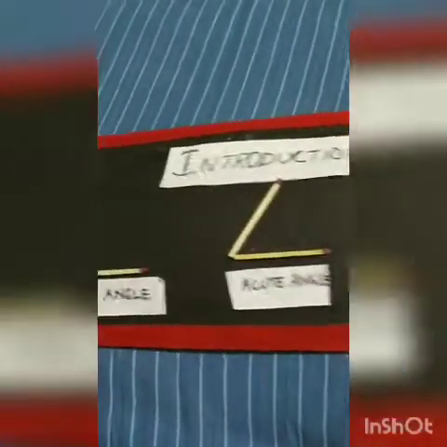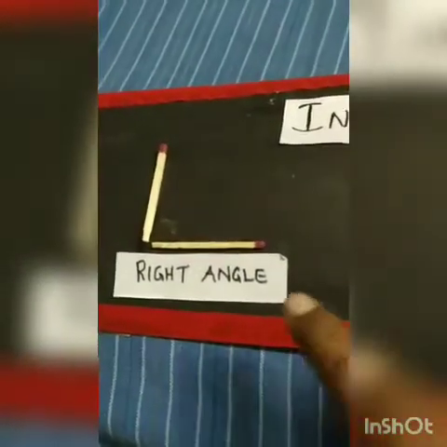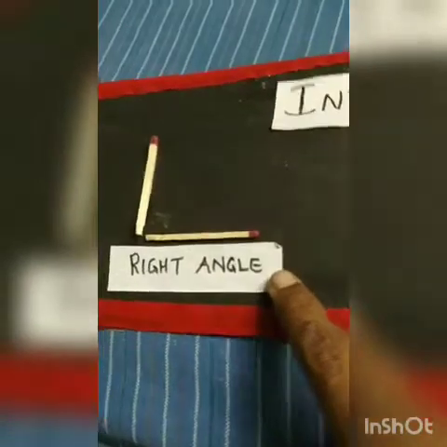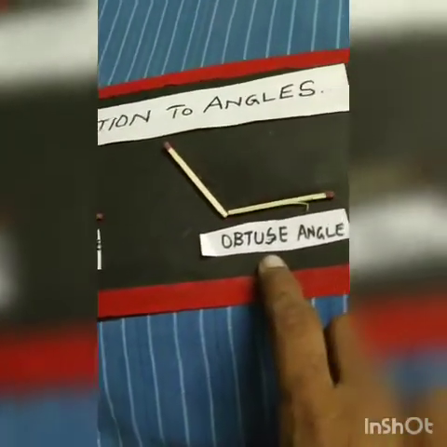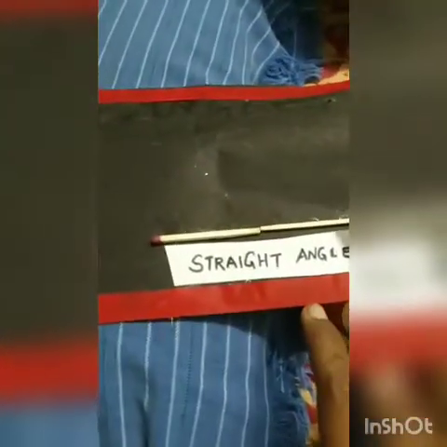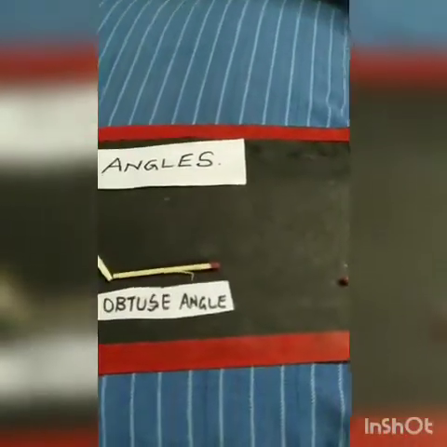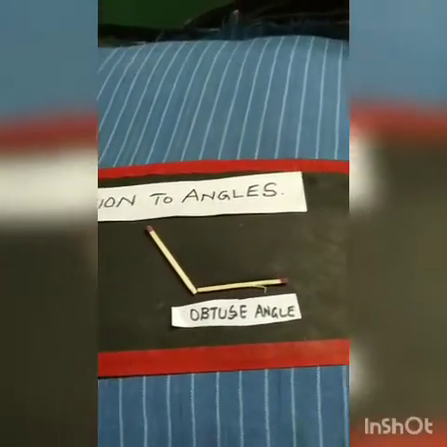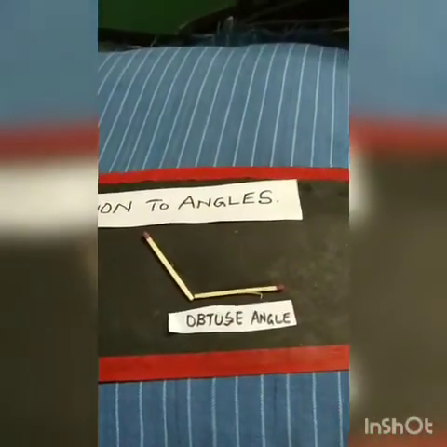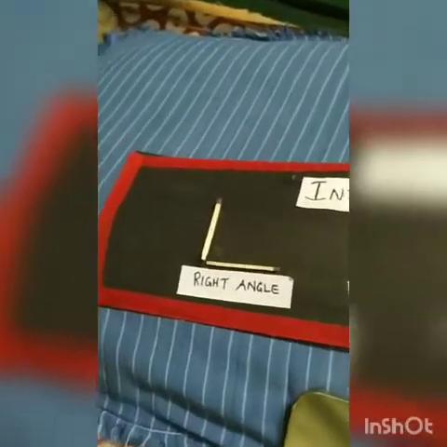Now, to be more creative, I have formed these with matchsticks. I have made the right angle, acute angle, then obtuse angle, then straight angle. To be more clear, I have given the protractor for you to form that.